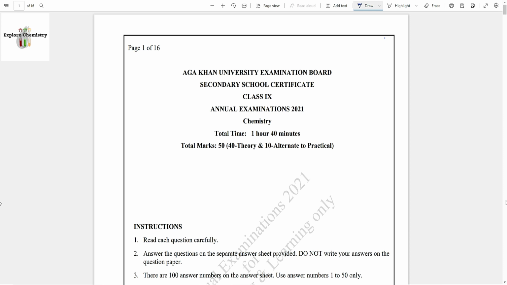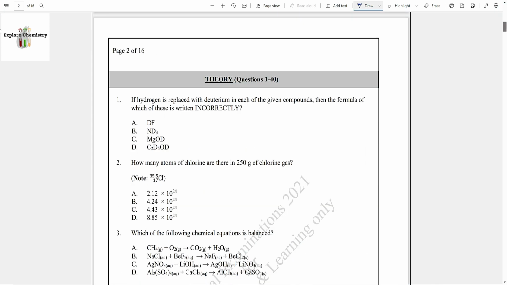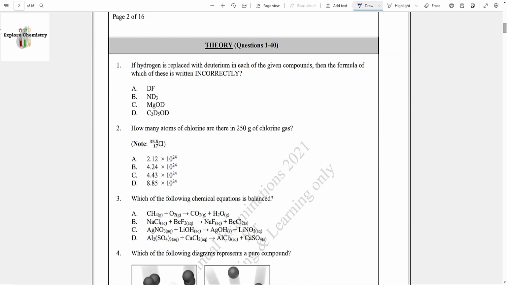Today we are going to solve the AKUEB Annual Examination 2021 past paper of class 9. This was an MCQ-based paper only, so let's start. The first MCQ is related to chapter number 1. It is written: if hydrogen is replaced with deuterium in each of the given compounds, then the formula of which of these is written incorrectly. You have to identify the incorrect formula.